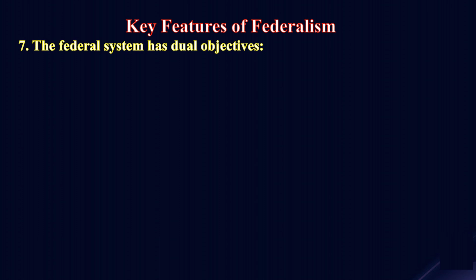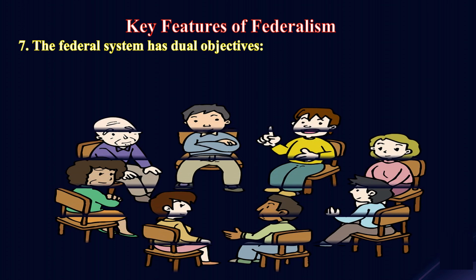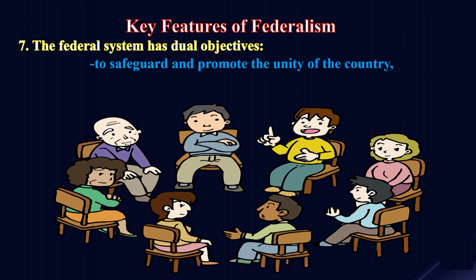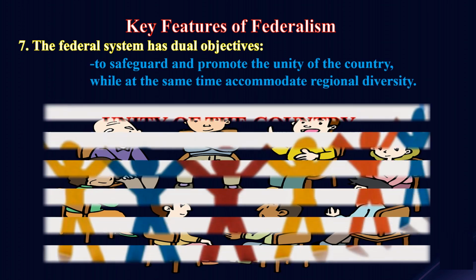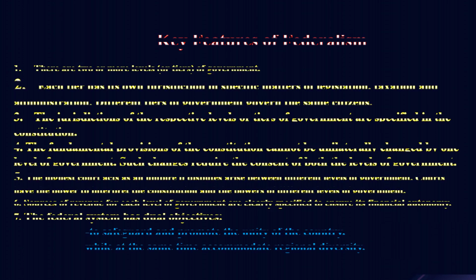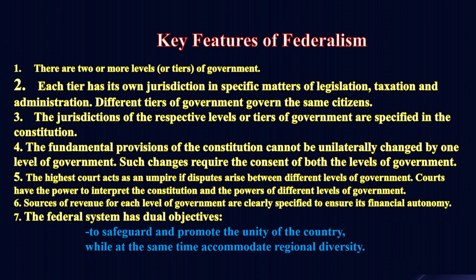There is a lot of diversity in each country. People speak different languages, celebrate different festivals, and practice different religions. Thus, it is the duty of the government to accommodate and respect the regional diversity or differences and promote the unity of the country. So, these are the 7 important features of federalism.